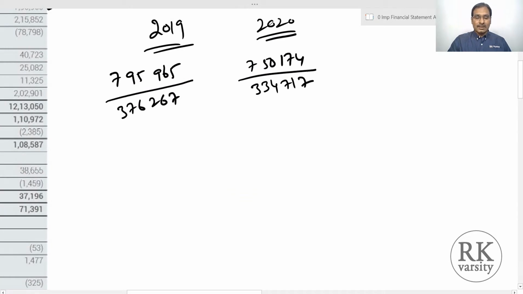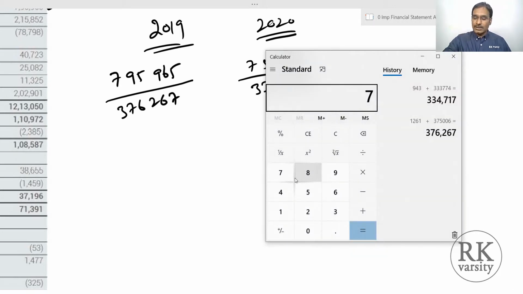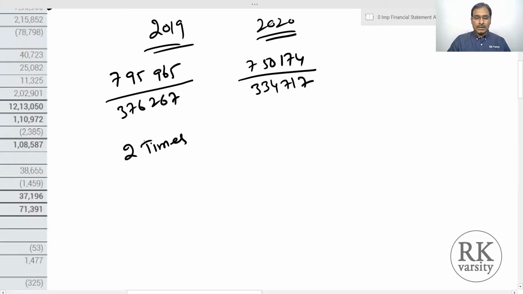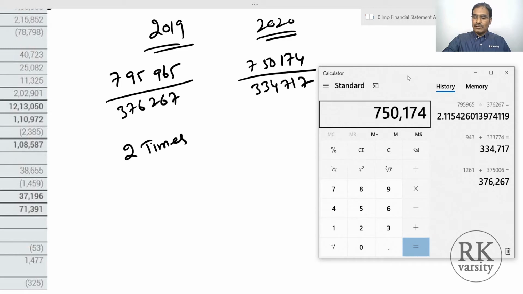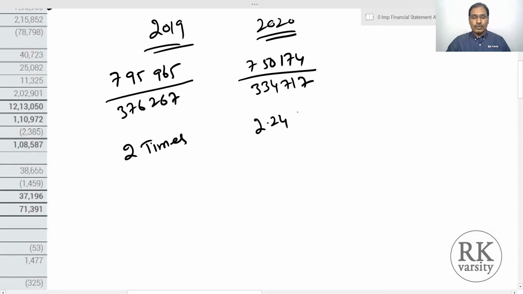So our payables turnover ratio is 795,965 upon 376,267, so 2 times, and 750,174 upon 334,717, 2.24 times. Using these values, we will calculate the average payment period, that is how many days of credit flexibility or time lag the company is getting.